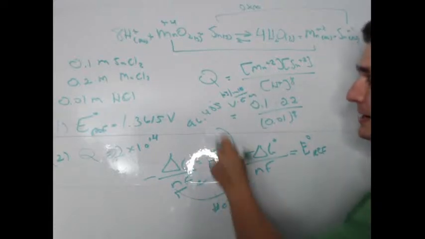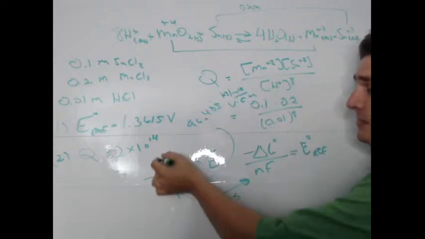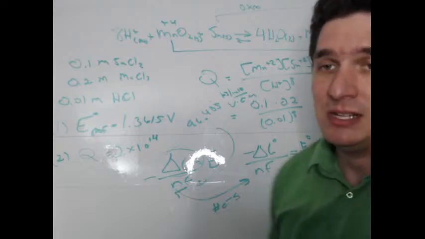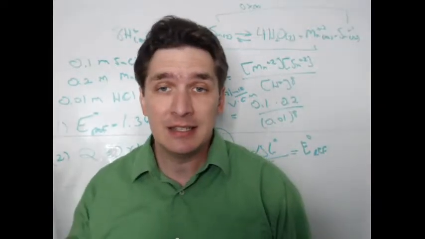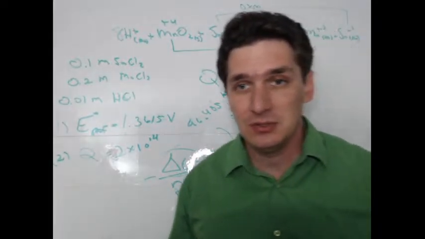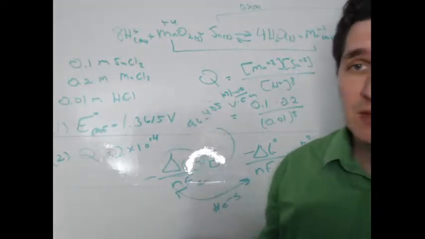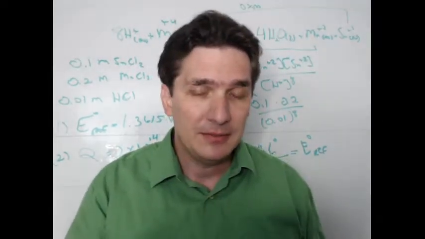Some books will give you 96485. Do not use that number. They're the same books that somehow think G should be in joules. That doesn't make a lick of sense. Not a single book reports delta G's in terms of joules. They all report them in terms of kilojoules. And also, because everything's reported in kilojoules, Faraday's constant here is 96.485.